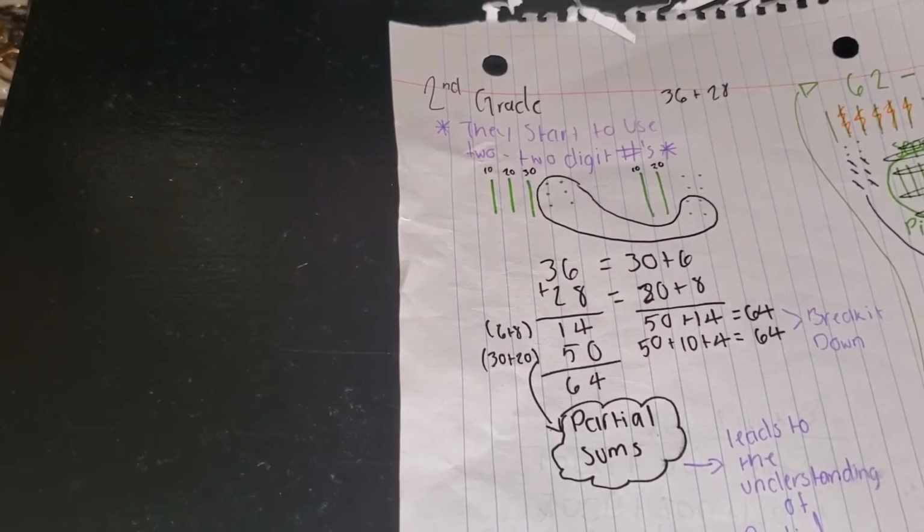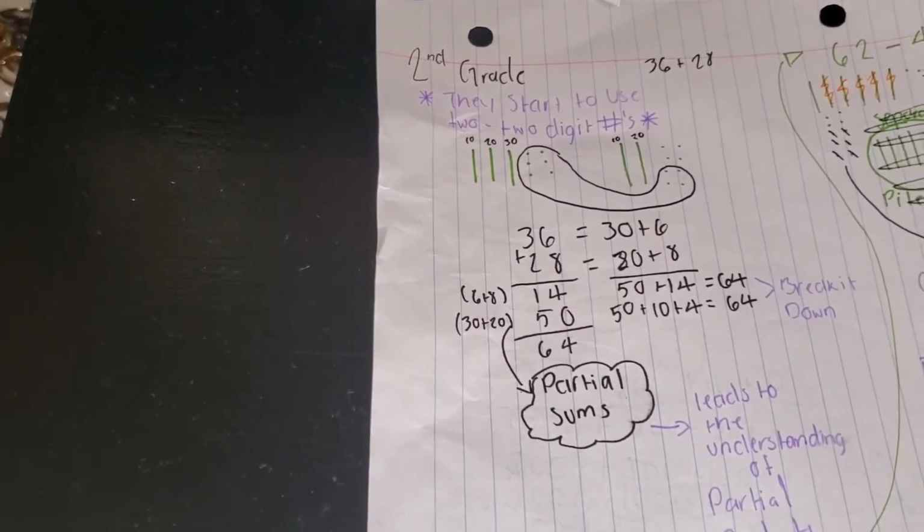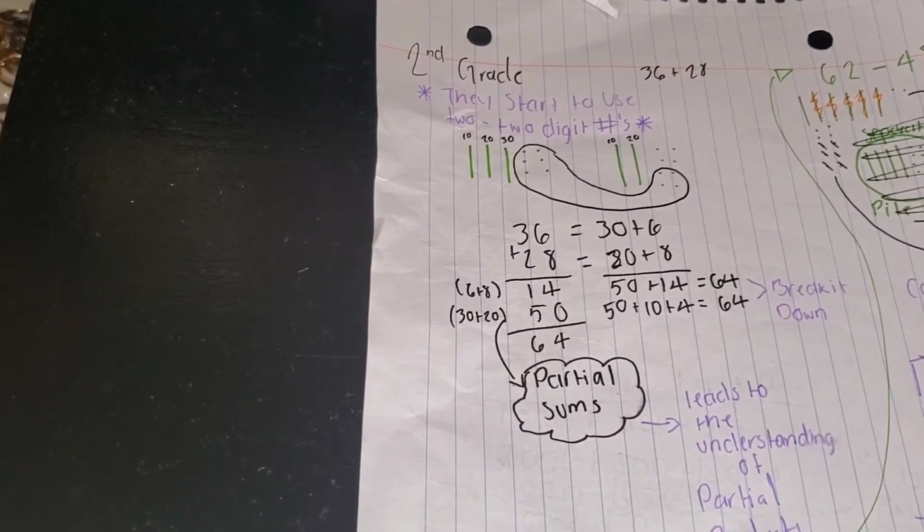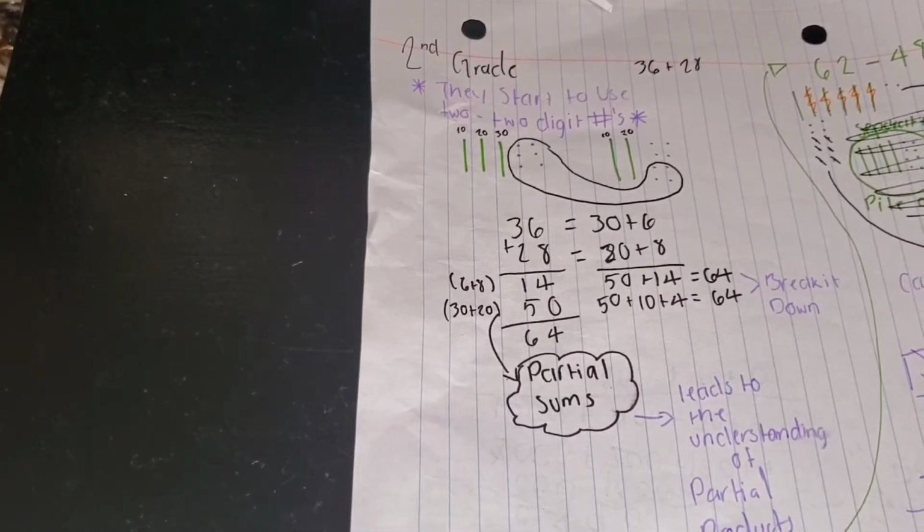So now we're going to move on to second grade. When we teach second grade, this is where we're going to start using two 2-digit numbers. In the first one, it was only a one-digit number plus a 2-digit number. This time it's going to be 2-digit plus 2-digit or 2-digit minus 2-digit.